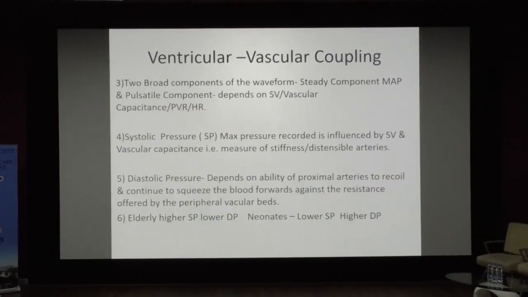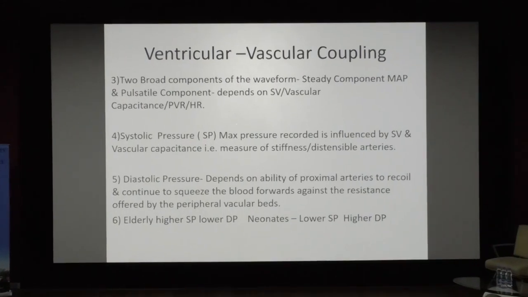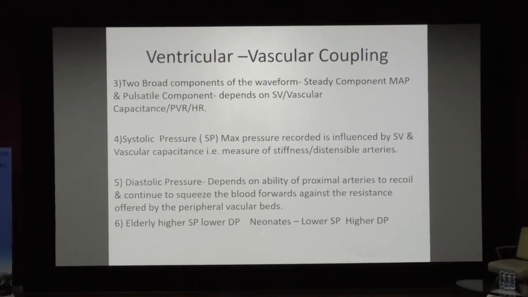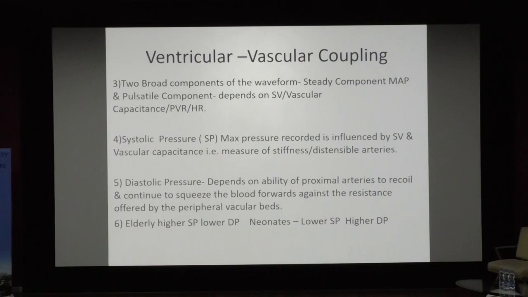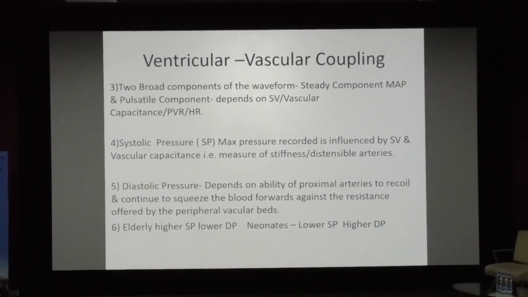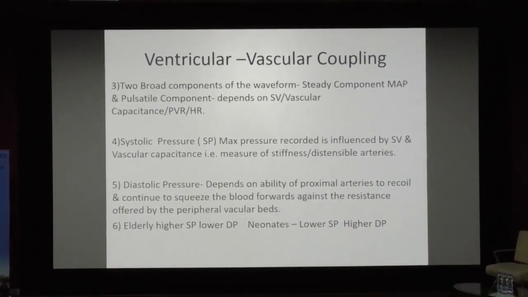Now, there are two broad components of the waveform. Always remember there is a steady component, that is the MAP, and there is a pulsatile component that depends upon the stroke volume, vascular capacitance, peripheral vascular resistance, and the heart rate. The systolic pressure is the maximum pressure recorded and is influenced by stroke volume and the vascular capacitance, which measures the stiffness and distensibility of the arteries. The diastolic pressure depends on the ability of proximal arteries to recoil and continue to squeeze the blood forward against the resistance offered by the peripheral vascular beds.